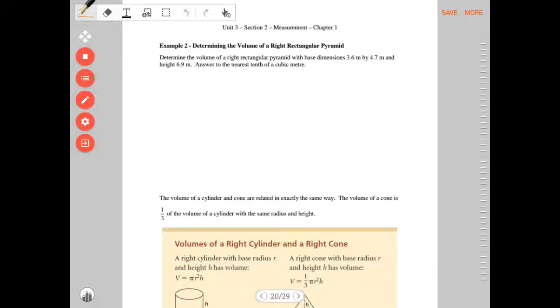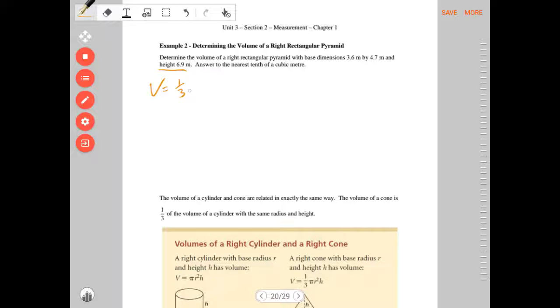Example 2, determining the volume of a right rectangular pyramid. Determine the volume of a right rectangular pyramid with base dimensions 3.6 meters by 4.7 meters and a height of 6.9 meters. Answer to the nearest tenth of a cubic meter. See how they just say height here? That is the actual height of the pyramid, not the slant height. So the real height, that's the one we want for this.